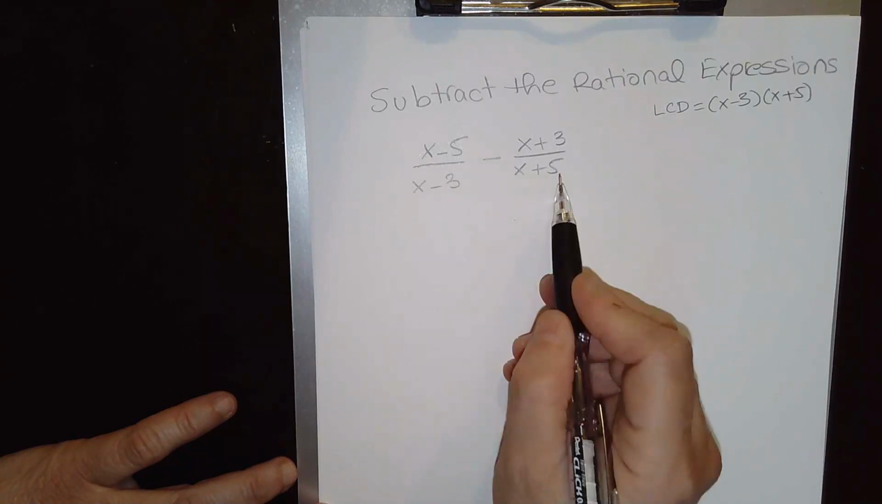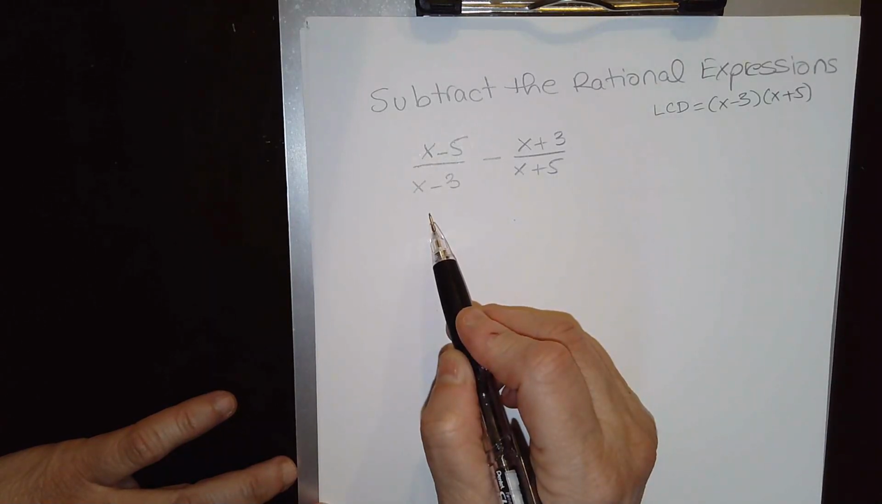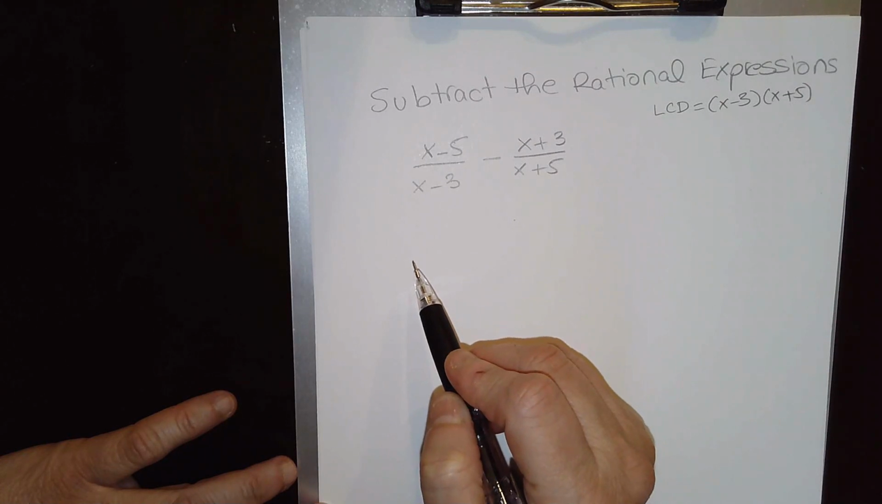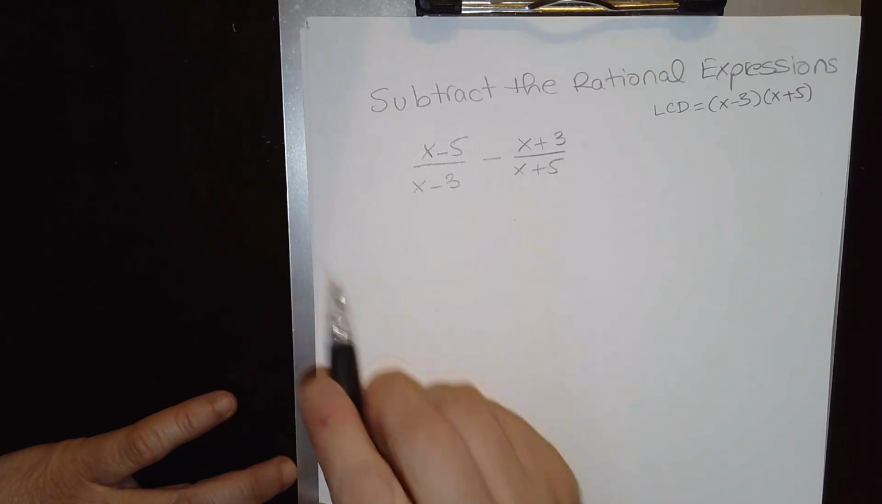That's because they have nothing in common. There are no common factors. So the LCD is the product of the denominators.